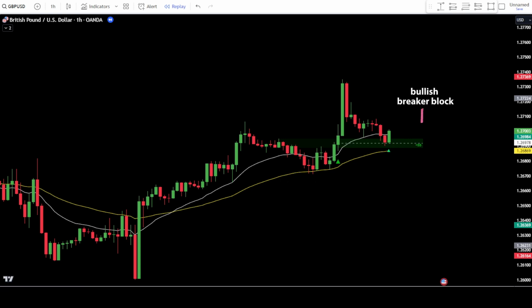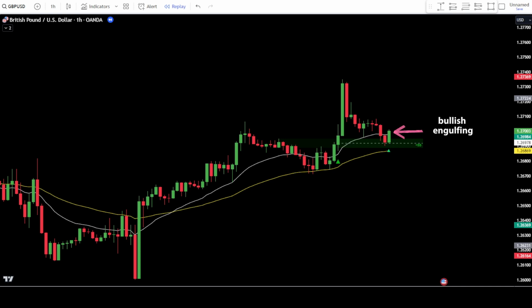2. Wait for the breaker block indicator with signal to indicate a bullish breaker block. 3. Once the bullish breaker block is formed, wait for the price candlesticks to retest the area of the bullish breaker block. 4. After the price has retested the area of the bullish breaker block, wait for a bullish engulfing candlestick pattern to form in the market.